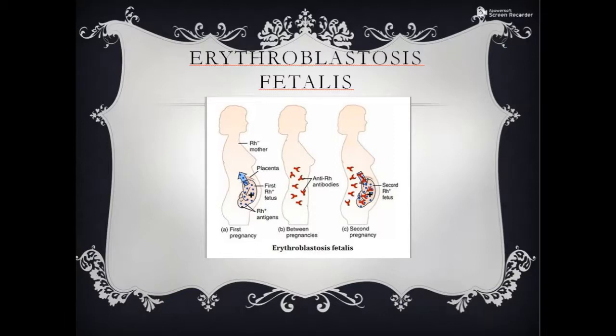And so if she conceives the next time and if it's an Rh positive fetus that has been formed, the fetus will be damaged by the anti-Rh antibodies which have been produced by the mother. So to prevent this situation of erythroblastosis fetalis, we need to take a precautionary injection so that the anti-Rh antibodies will be prevented.